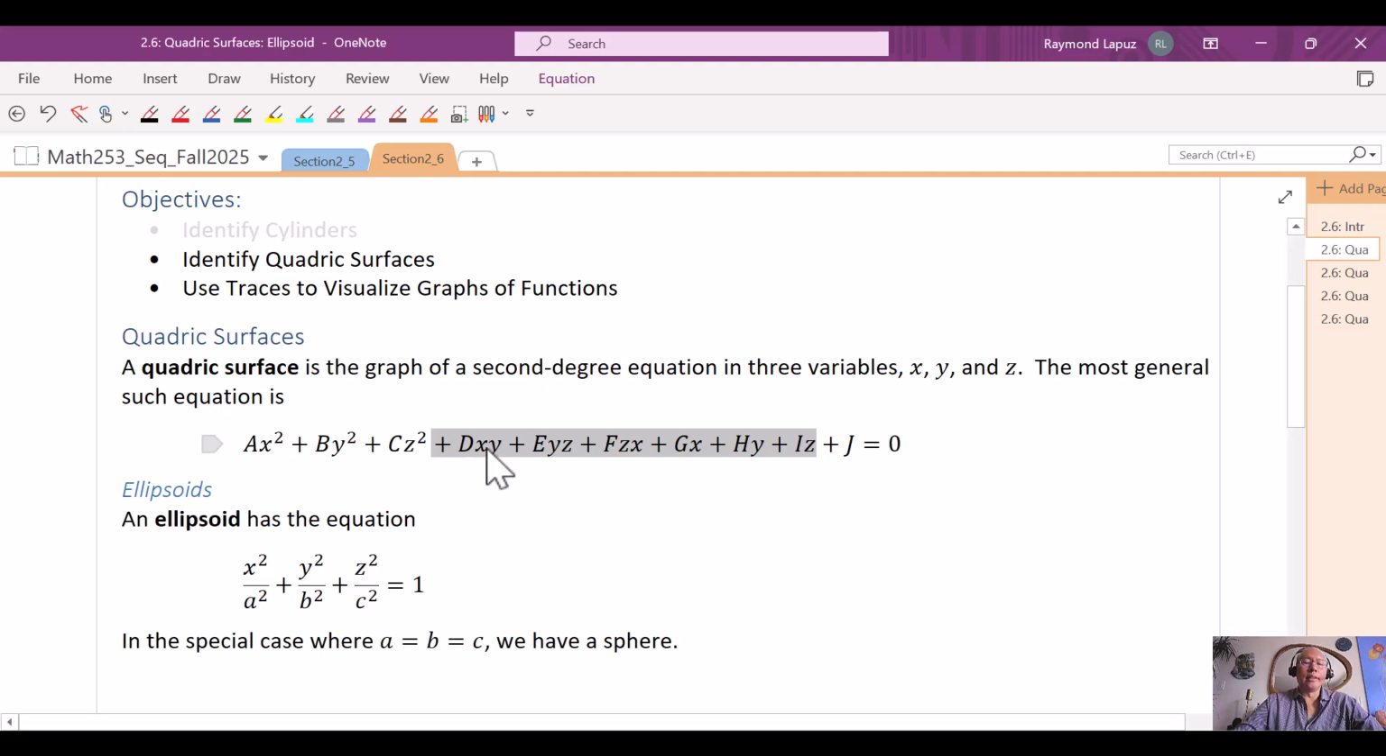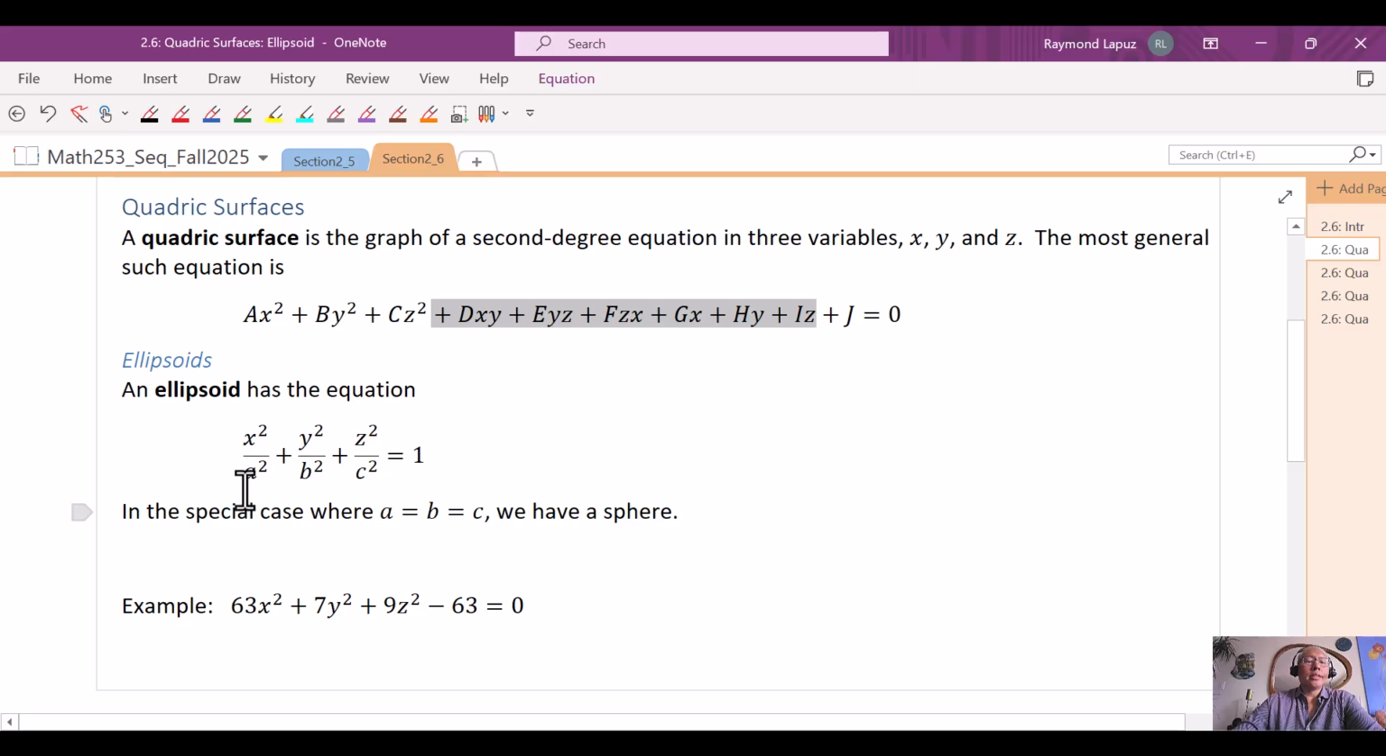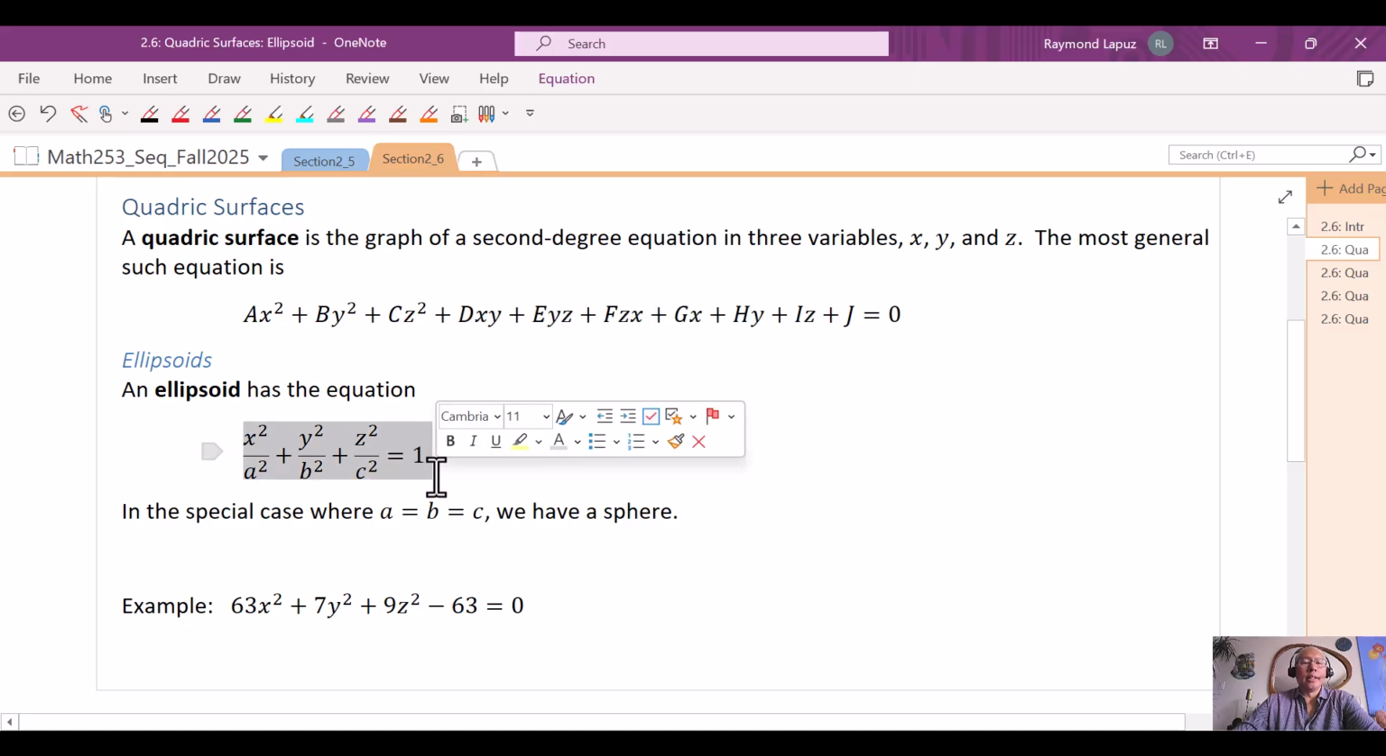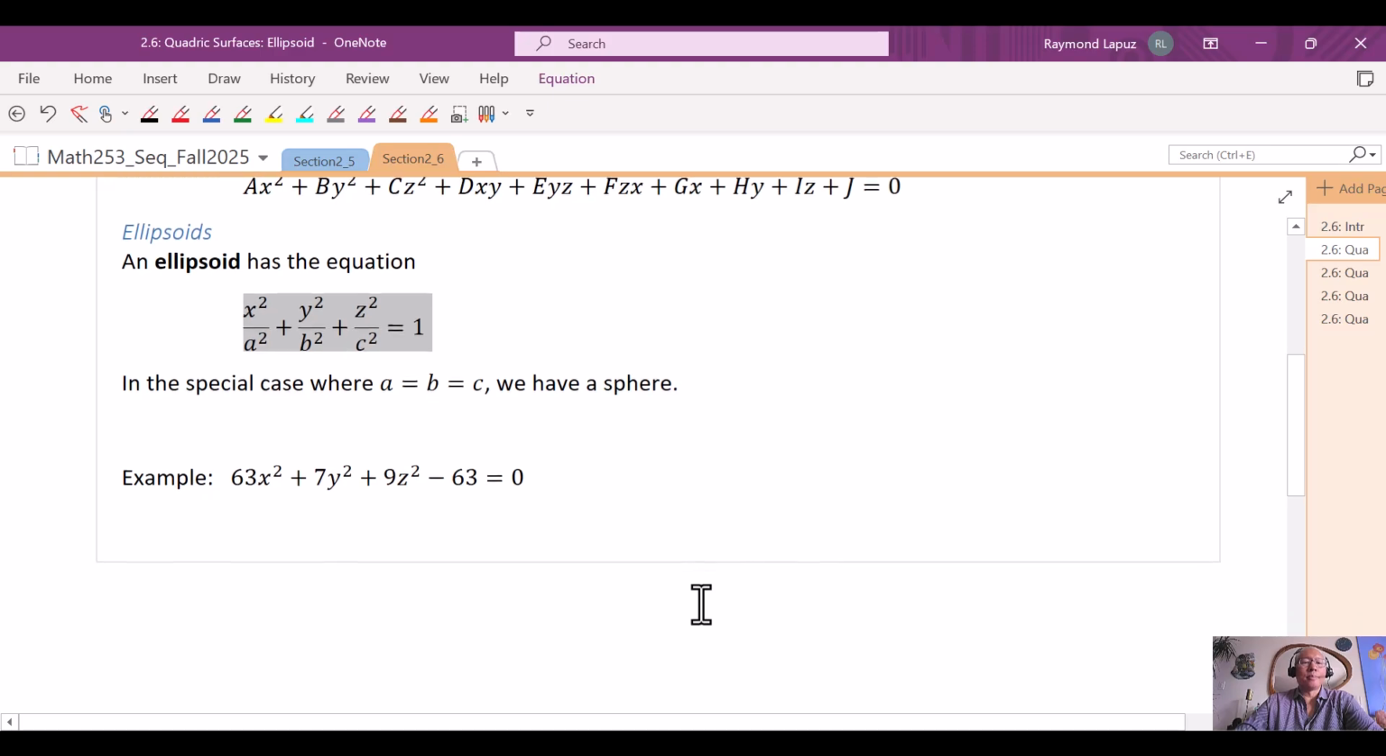And then again, these pairs dx, xy, yz, and zx, those things will rotate your ellipsoids. All right. So this is a general form of an ellipsoid. Again, you should look at it and say, hey, that kind of looks like the ellipse when we studied the conic sections. So let's take a look at an example and how to visualize this.